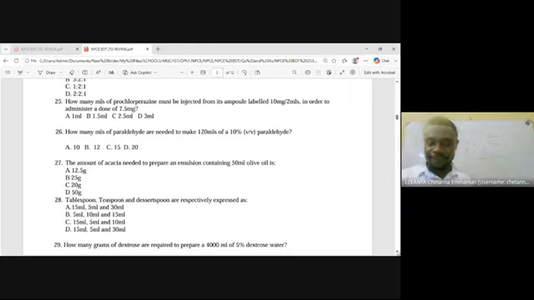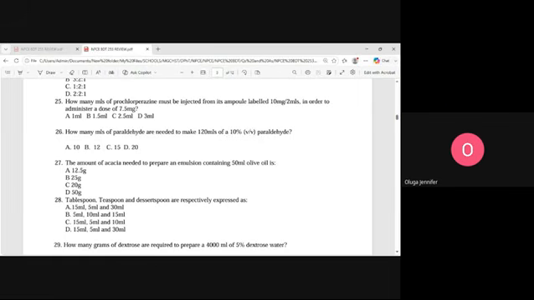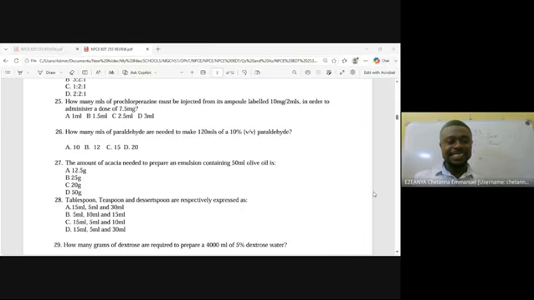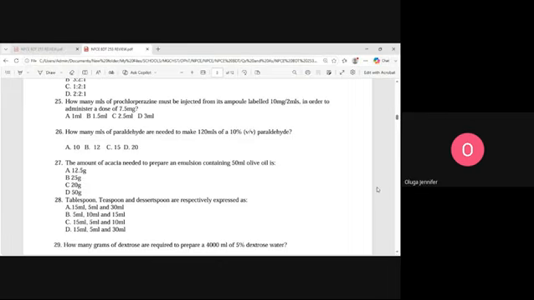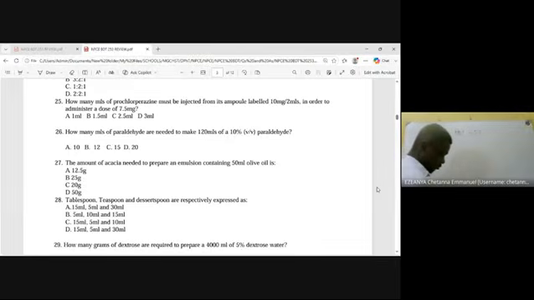Fast. 25. 1.5 mil. 1.5 is simple, right? How did you get it? Tell us. If 10 milligram is equal to 2 mil, how many mil will 7.5 milligram give you? Cross multiply, 7.5 times 2 is 15. The answer is 1.